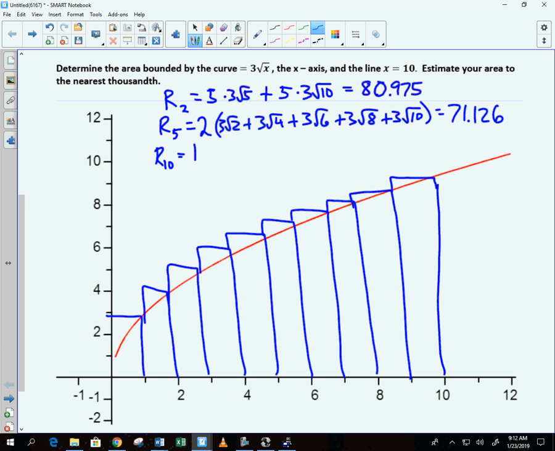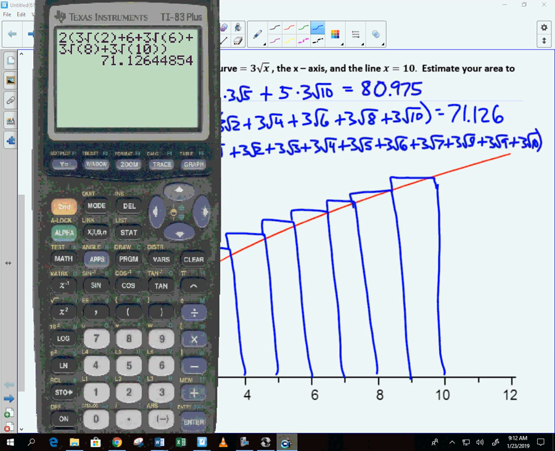So I have 1 times, and I plug in 3 roots of 1, 3 roots of 2, 3 roots of 3, 3 roots of 4, 3 roots of 5, 3 roots of 6, 3 roots of 7, 3 roots of 8, 3 roots of 9, 3 roots of 10. In fact, as I type it in my calculator, I can make it easier on myself by factoring out what? I could factor out a 3, and that would make it even easier as I type it in.